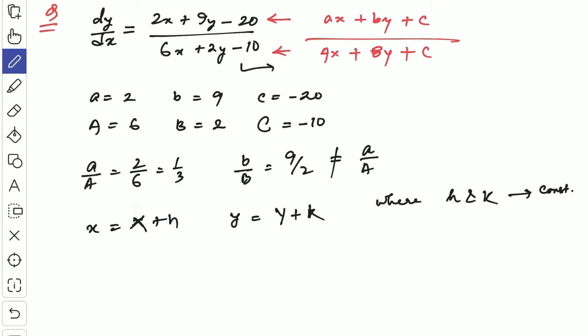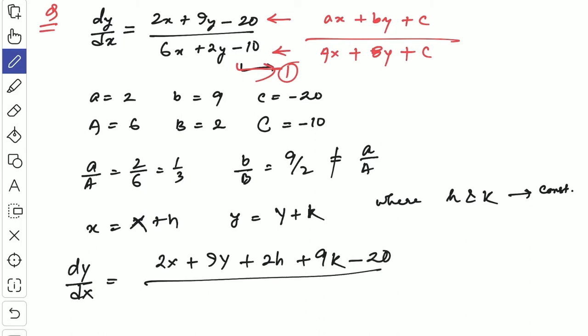So suppose this is equation number 1. Then equation number 1 is going to be reduced to dY/dX = (aX + bY + ...)/(...). That means, let me write, instead of a, b, c, directly: 2X + 9Y + 2h + 9k − 20, and 6X + 2Y + 6h + 2k − 10.